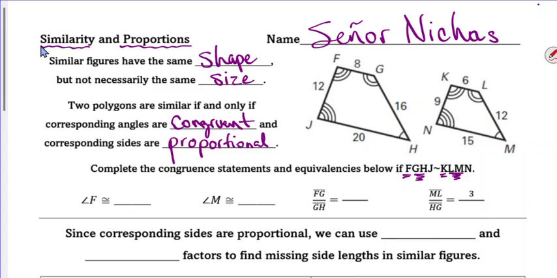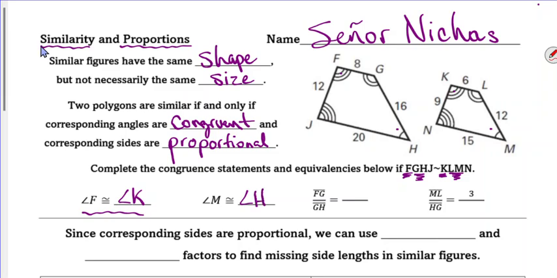The order there matters. So if I say angle F is congruent to something, just based on that congruency statement, you can see that F and K are in the same spot, so angle F has to be congruent to K. You can also see it in the picture. Angle F and angle K are marked as congruent. Angle M is congruent to angle H.